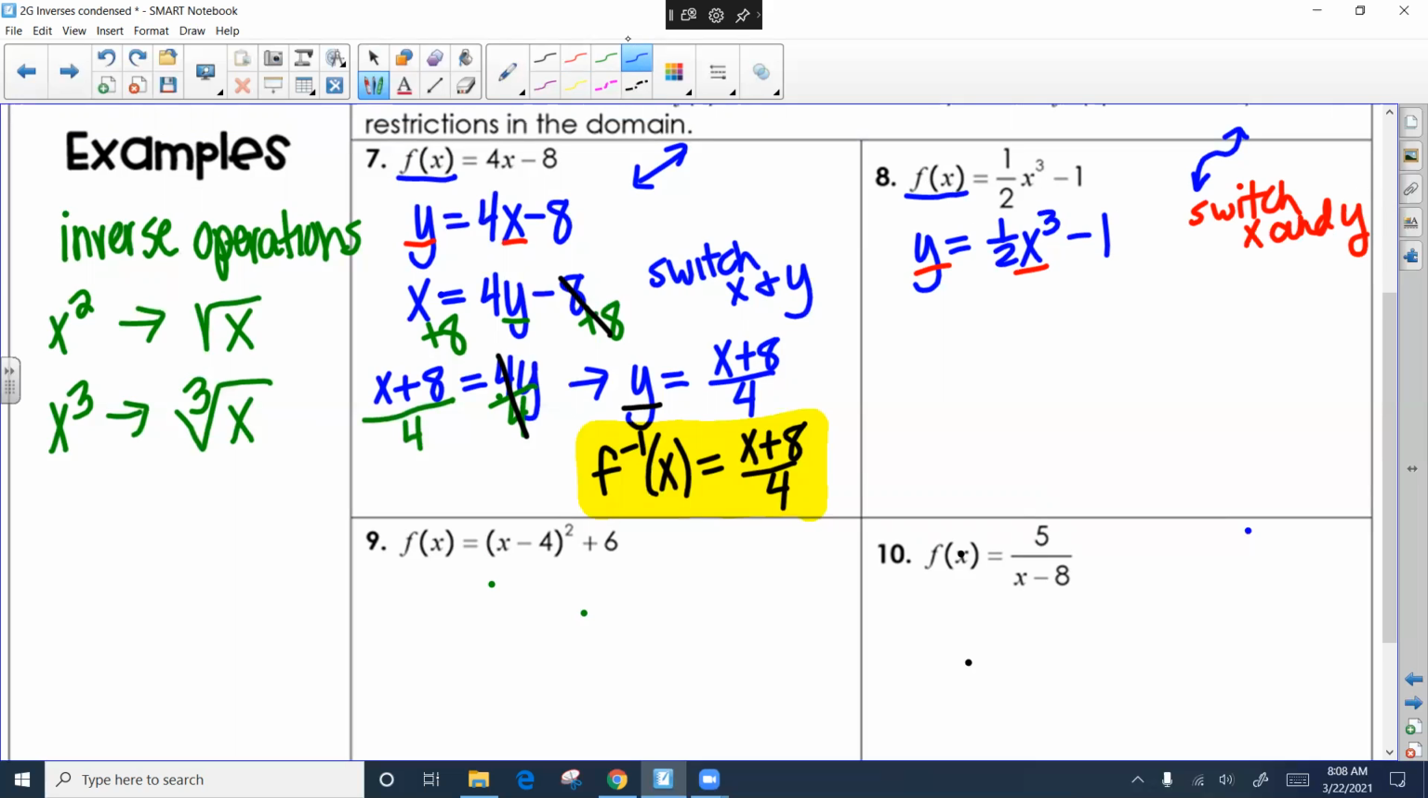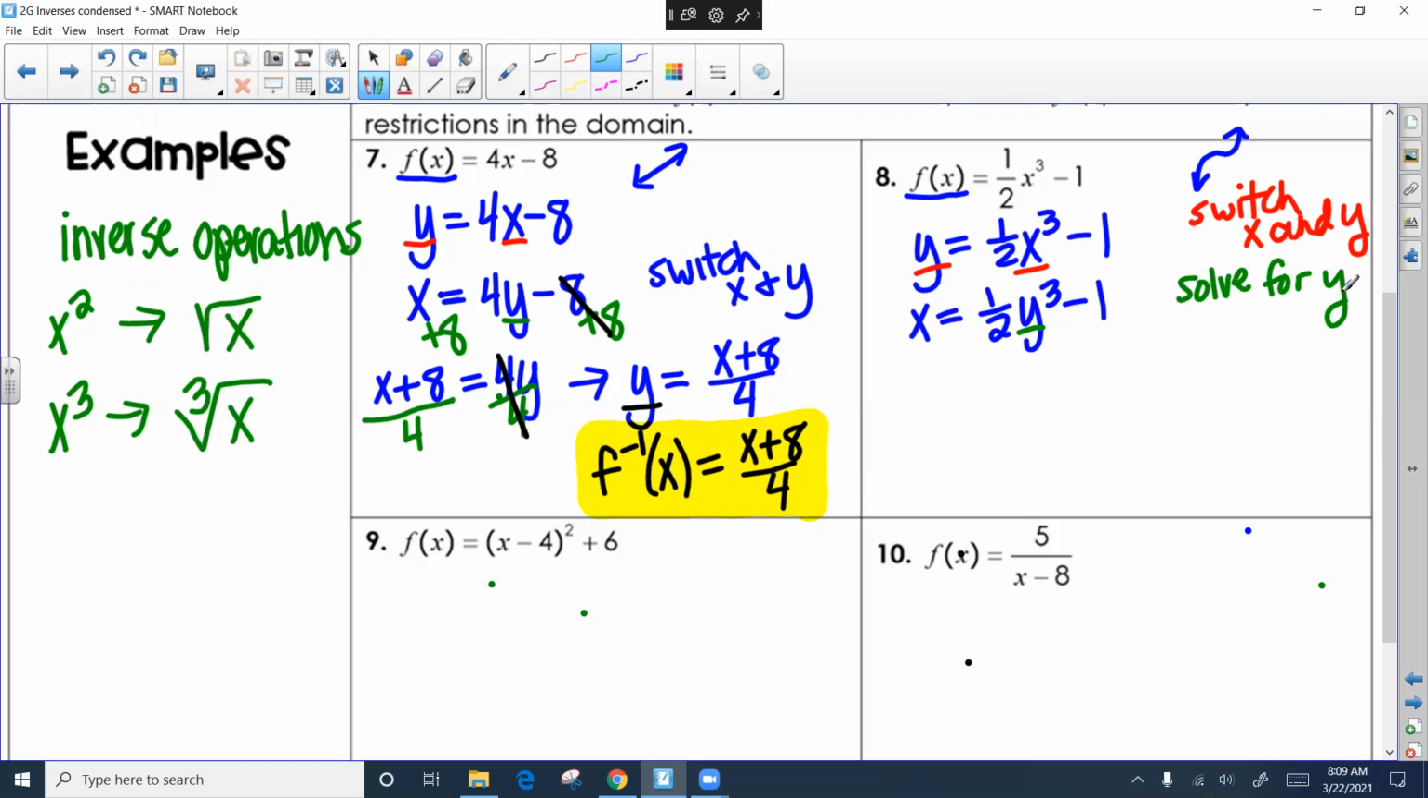When I switch x and y, I don't switch anything else. It looks like this: x equals 1/2 y cubed minus 1. All I did there was switch x and y. So we have x equals 1/2 y cubed minus 1. Then this is the inverse. It's just not in the right form. I need to get the y by itself in order for this to be in the right form. So now I'm going to solve for y, which means get the y by itself, or isolate the y.